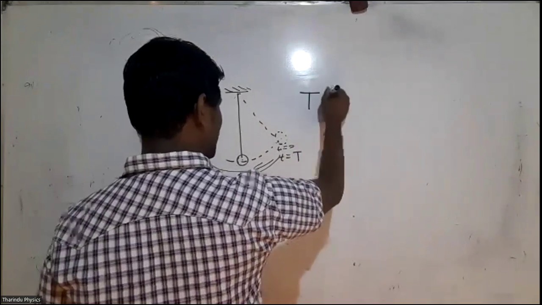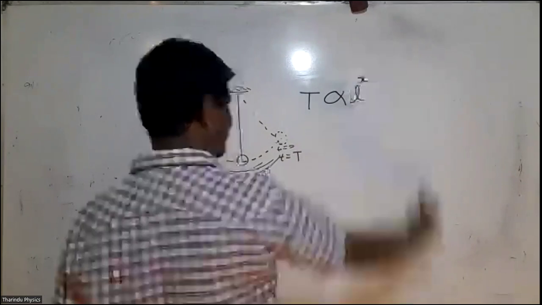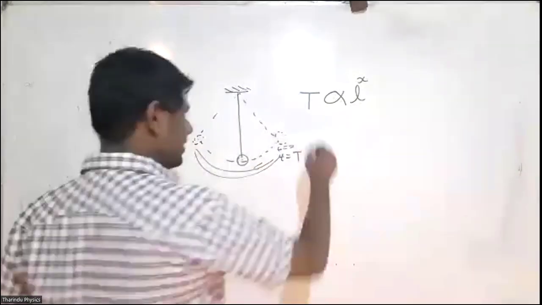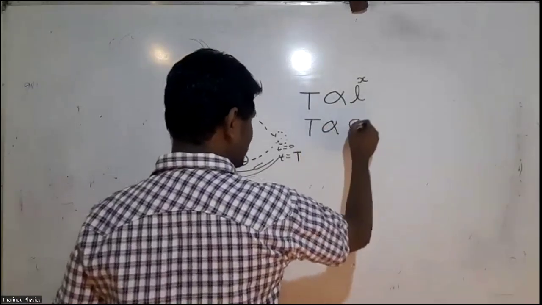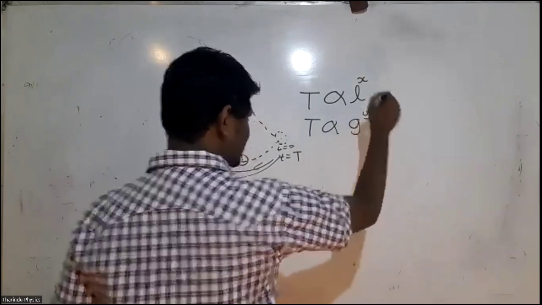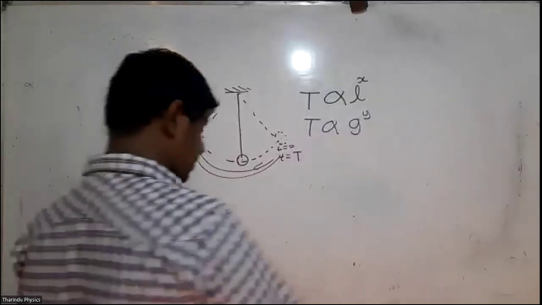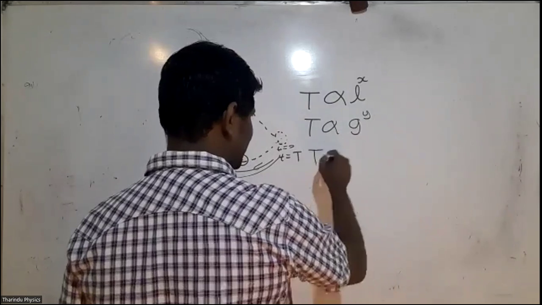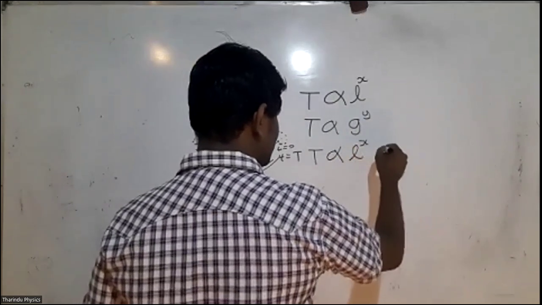T is proportional to L to the power X. Right? You wrote that. Now write it in the following order: T is proportional to G to the power Y. Right. Now you have to finalize it with L^x G^y.